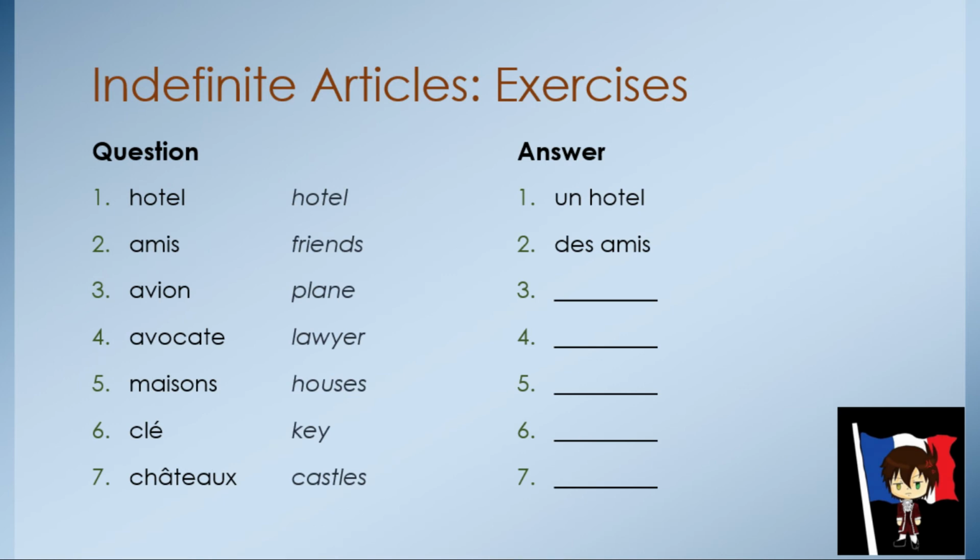Alright, so let's have some exercises. The first and second one is already provided. So yung una, hotel. The answer is un hotel, kasi ang hotel is masculine in gender, so ang gagamitin natin, un. Paano naman pag ami? Ami is plural, so that will be des amis. Alright, so again, I'll give you 10 to 15 seconds, or you may want to pause the video if you want more time and just resume it kung ready na kayo.